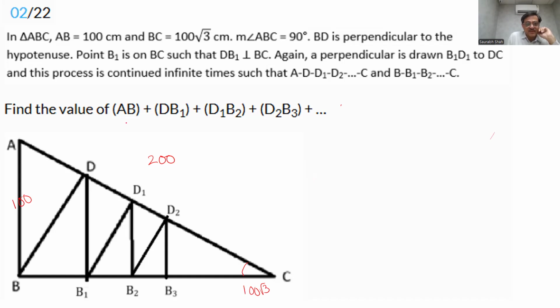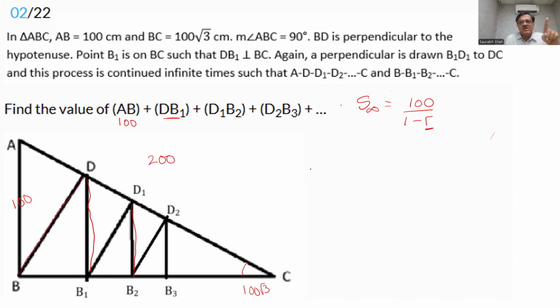Now, what are we asked? AB is 100. We are asked AB plus DB1, which is this vertical line, and then D1B2, which is this vertical line. So we need the summation of all the vertical lines till infinity. We need S infinite. S infinite of any sequence is the first term, 100, divided by 1 minus R. That means we need to now calculate R. Obviously, this is going to be a GP. So we need to first calculate the length of BD.